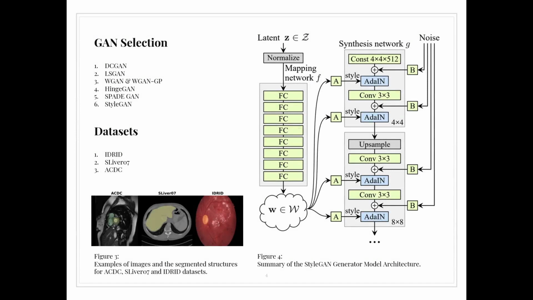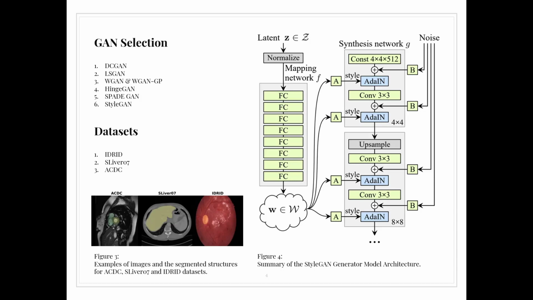The GANs that the paper will test are DCGAN, that is deep convolutional GANs, LSGAN, that is least squares GANs, WGAN, that is Wasserstein GANs, and WGAN-GP, that is Wasserstein GAN with a gradient penalty, and Hinge GAN. It will also cover SPADE GAN, that is spatially adaptive denormalization, and StyleGAN, style-based GAN, which happen to be state of the art.